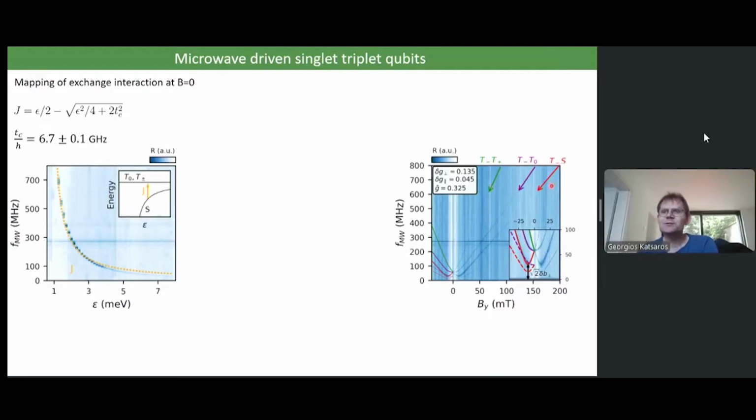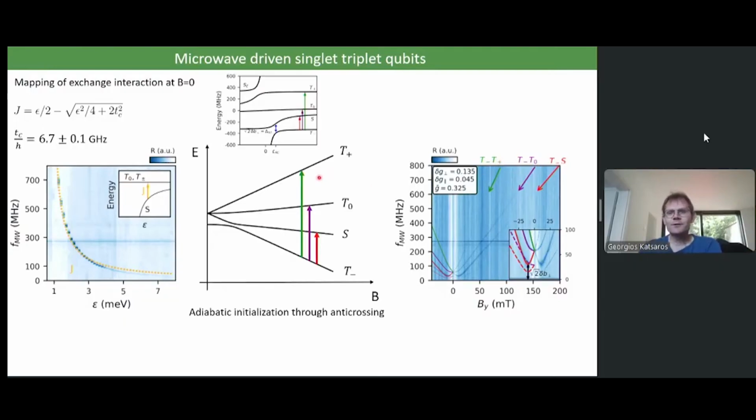So we see transitions between the singlet state and the T minus, the T0, and the T plus. If you want to think about it again, in this plot we have the magnetic field, and this is the singlet state, which anti-crosses with the T minus. And as I told you, we initialize our system in the T minus, and then you see these 3 transitions. As the magnetic field increases, the three arrows increase in energy, as you see in our measurement. Similar work has been done also in the group of IBM.